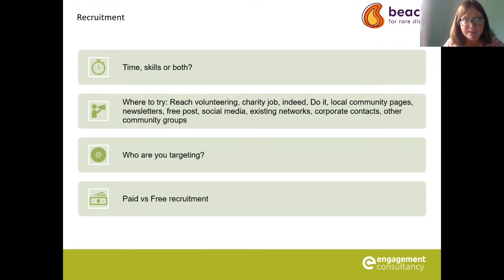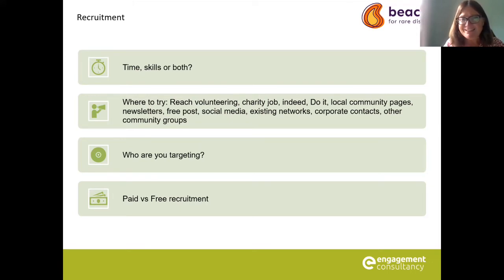Charity Job is great. It's better for larger towns and cities, but it's really useful. And again, it gives you a good internet presence. Your offer is out there. Indeed, although it's predominantly for jobs and paid employment, Indeed also has a volunteering section. Do-it, local community pages, newsletters, Freepost. If you have social media, use social media. If you don't have social media, consider getting social media. Your existing networks, corporate contacts, community groups around you.